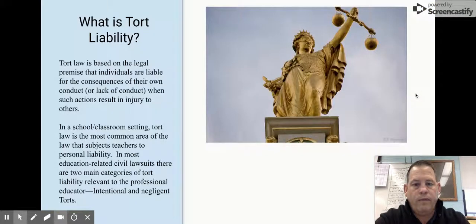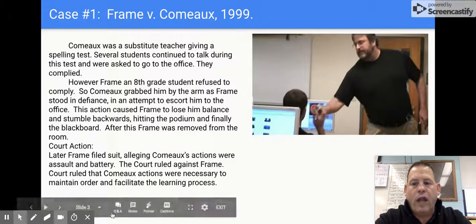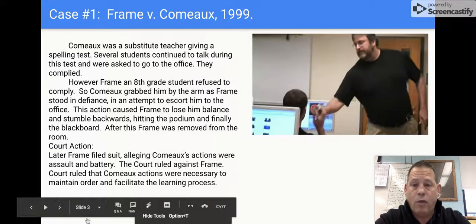Tort liability is based on the legal premise that individuals are liable for the consequences of their own conduct, or lack thereof, when such actions result in injury. In the school setting, most of this revolves around two different types of tort. They could be intentional tort or negligent tort. The first case that we're going to look at is Frame versus, I'm going to say, Camus.